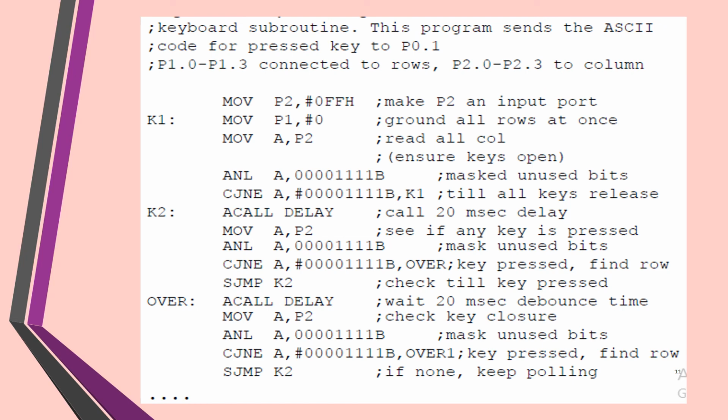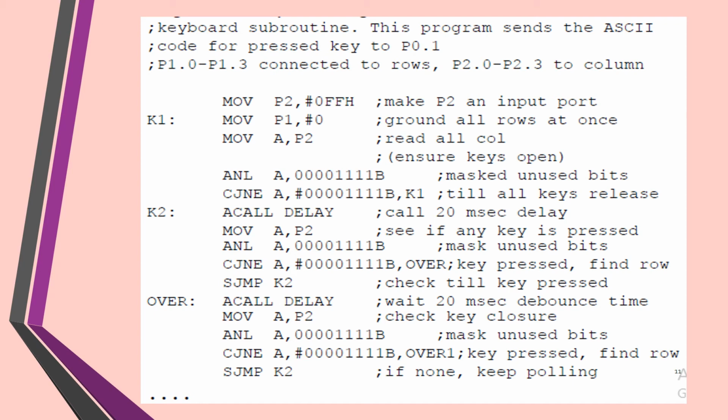Here is a small subroutine. For example, P1.0 to P1.3 we are going to connect to rows and P2.0 to P2.3 connected to columns. In the end, I have given the ASCII code table also for the respective key codes, that is key code 0 to key code 3, 16 specific characters in total. A 4 by 4 matrix we are considering, so that is also given in the end.